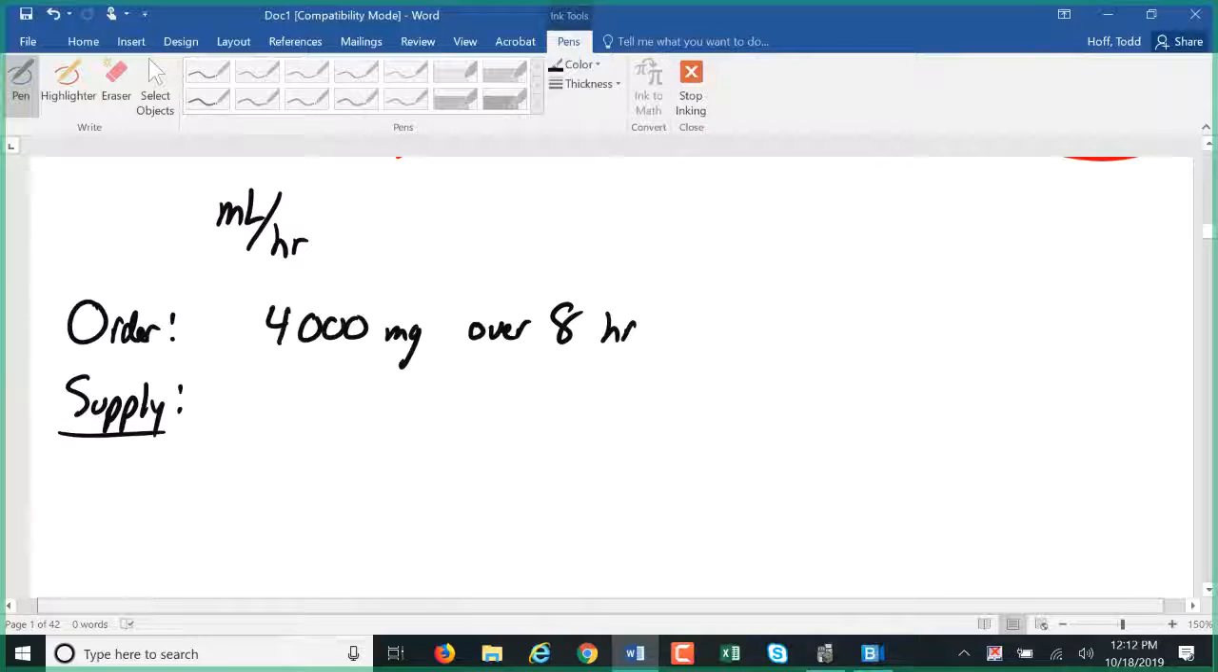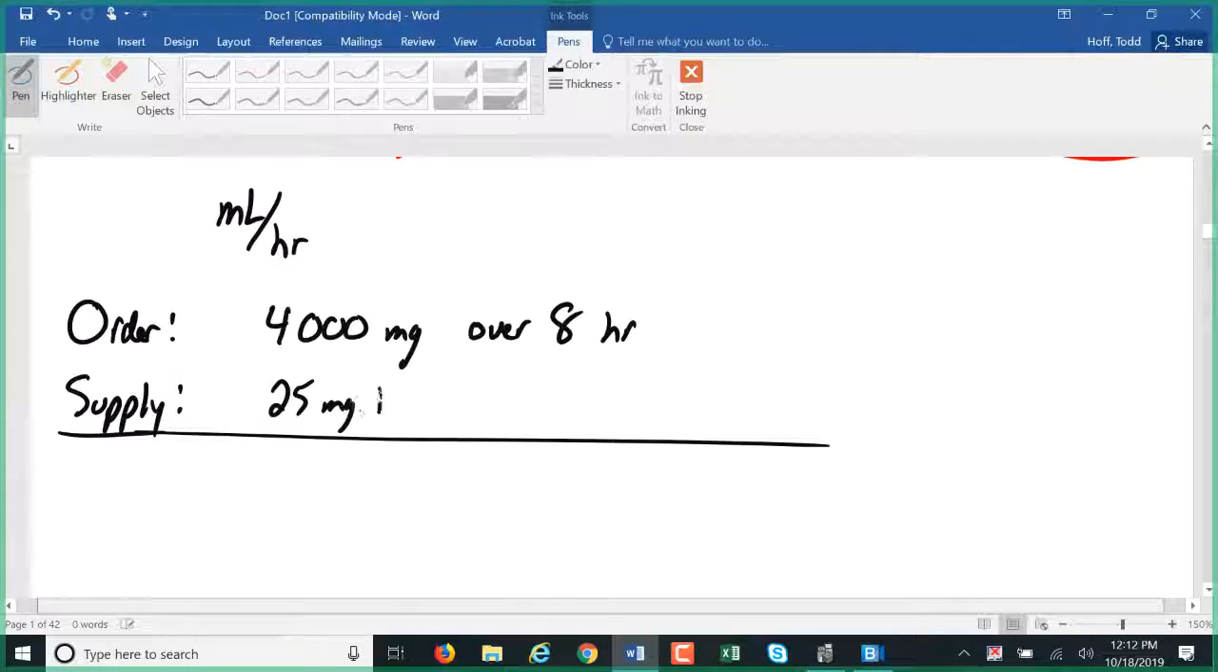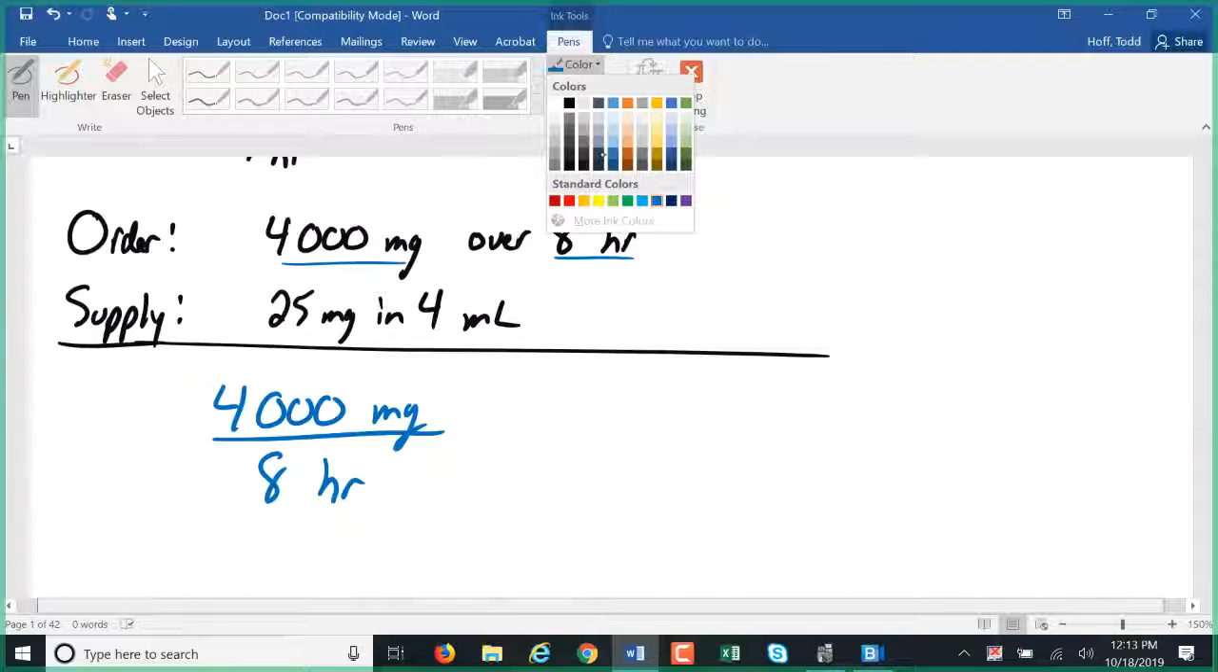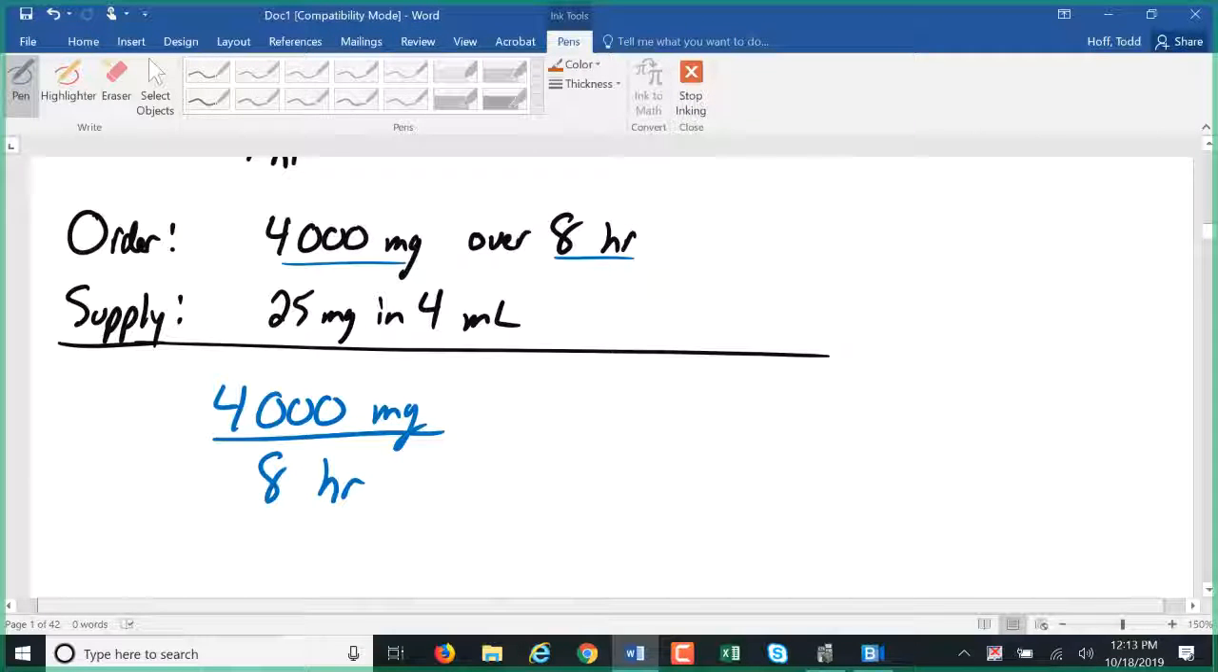We look at the label on the bottle, it tells us our supply: 25 milligrams per 4 milliliters. We want to get our flow rate in milliliters per hour. We have 4,000 milligrams over 8 hours. We're going to have to convert the milligrams. The hours are going to stay. We keep the hours, but we have to convert the milligrams. Got ahead of myself there.